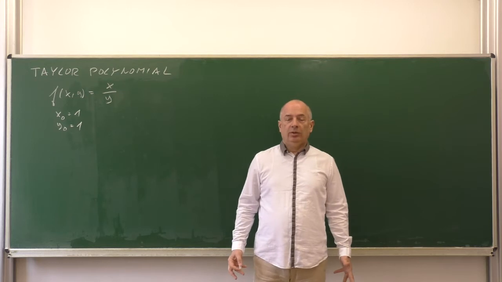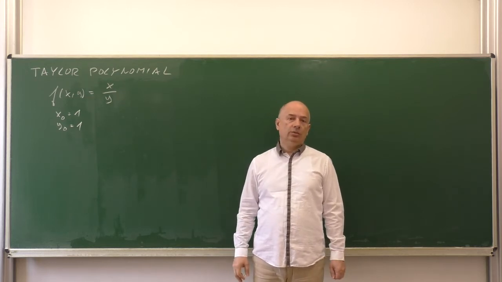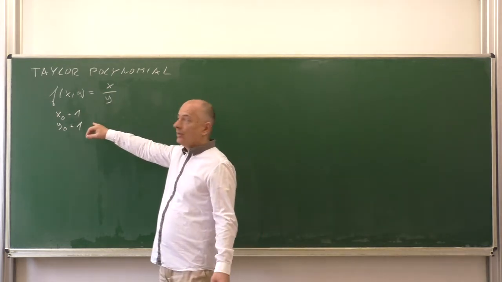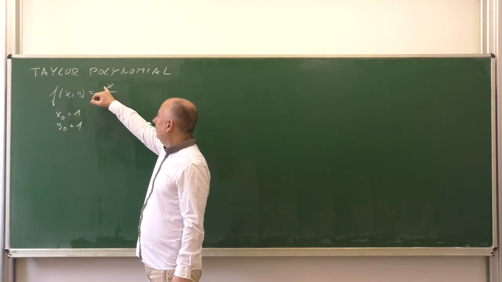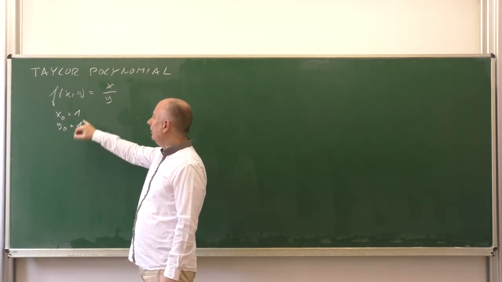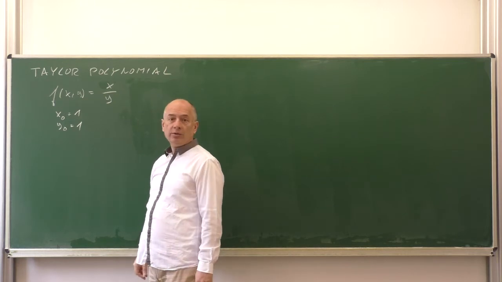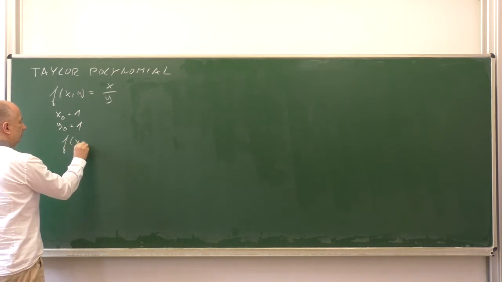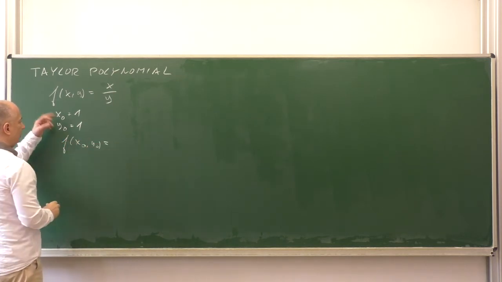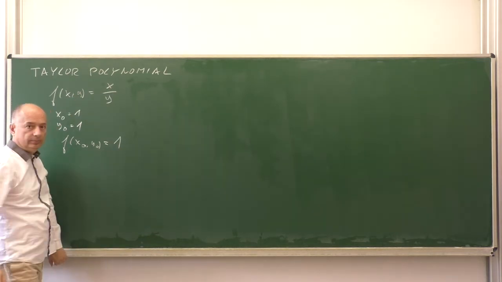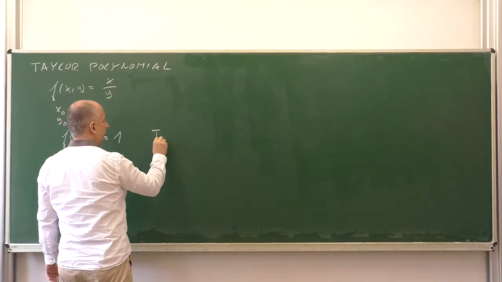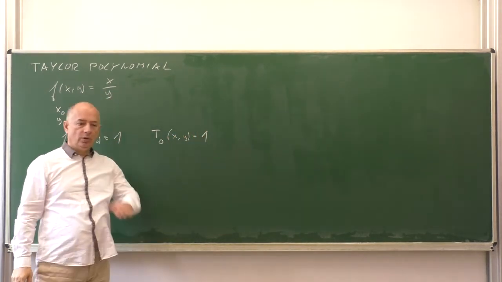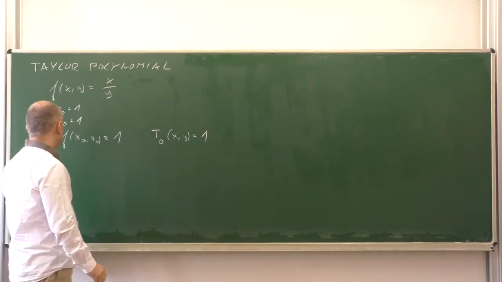To practice the Taylor polynomial of order 0, 1 and 2 of a function of two variables, let us consider this very simple case. The function f is x divided by y, and we have the point x0 is 1 and y0 is 1. So if we find the function value f at 1, 1, this is 1 divided by 1 is 1. And this is the good value for the Taylor polynomial of order 0. So, approximation for the constant.